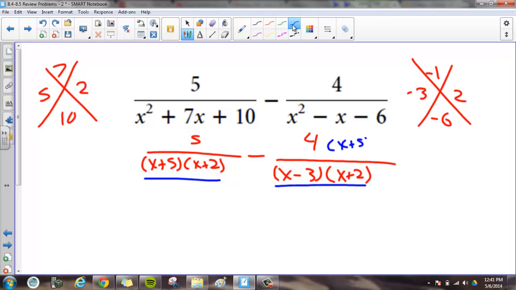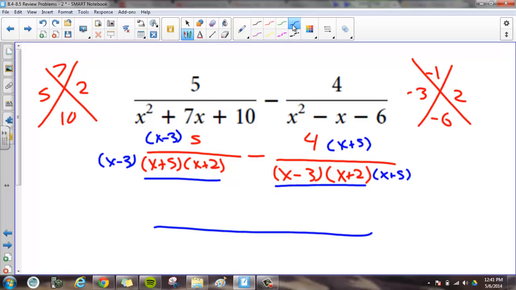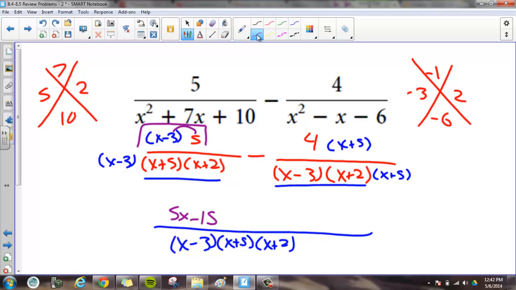We're trying to get a common denominator. We look at this denominator here. It's got an x plus 5, x plus 2. This one has an x plus 2, but it doesn't have the x plus 5. So let's bring an x plus 5 over here, top and bottom. And this one over here doesn't have the x minus 3, so we'll bring that on top and bottom by multiplying it. Now that we have this over here, we got one nice good denominator of (x minus 3)(x plus 5)(x plus 2). And then we're going to focus on the top right here.